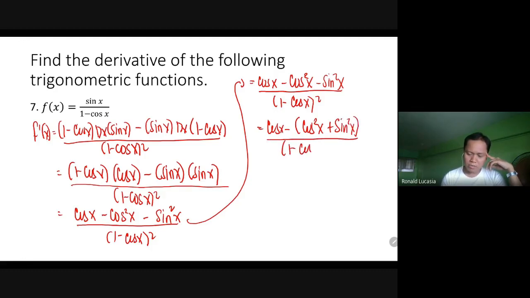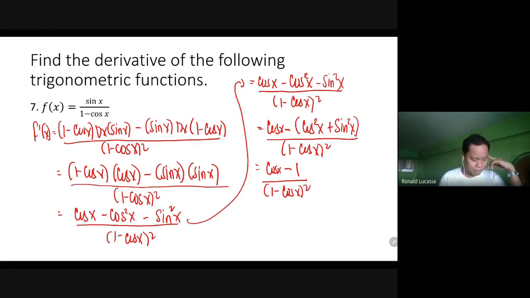Yung cosine squared x plus sine squared x, galing yan kay negative cosine squared x minus sine squared x. Pinactor ko lang yung negative 1. Kaya ito yung negative 1 natin. So that will be cosine minus 1. Kasi yung cosine squared x plus sine squared x, that's 1. Negative yung labas, so magiging negative 1, over 1 minus cosine x quantity squared.